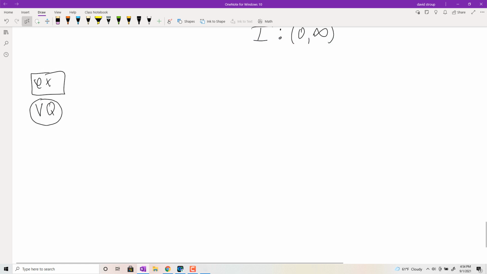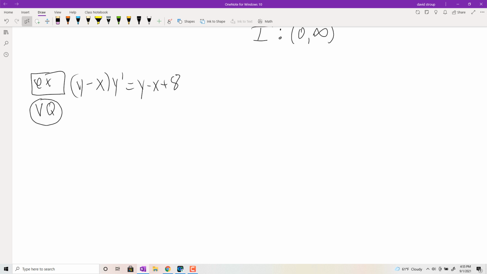That's the idea. Okay, so without further ado, here I want you to find and compare and contrast the domain of the solution to the interval of definition. So I have y minus xy prime equals y minus x plus 8.